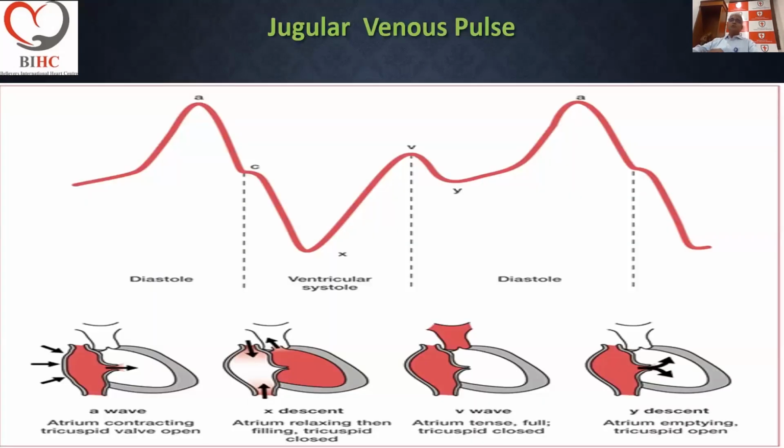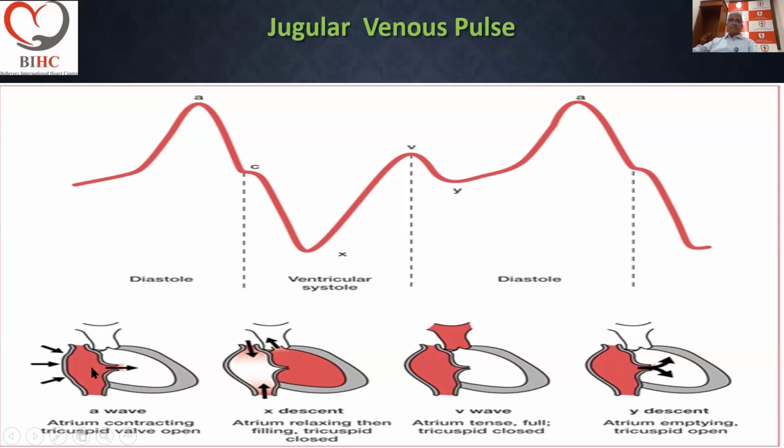If you look at this cartoon, this illustrates what happens during each phase of cardiac cycle on the jugular venous pulse. Look at the lower part first. What's happening here? The right atrium is contracting. Of course, the left atrium is also contracting. But what we are seeing is what happens on the right side.